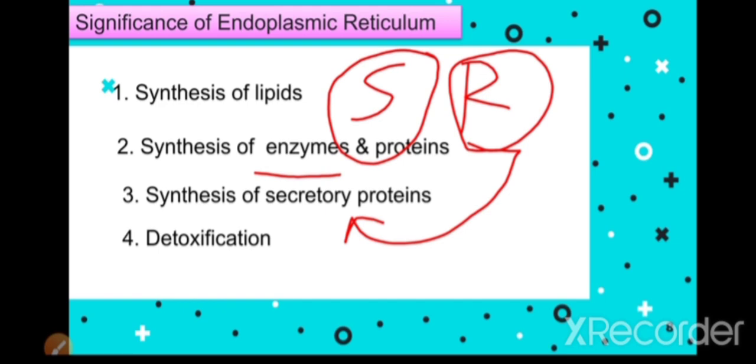And it chemically modifies means what exactly it does here? It makes them more hydrophilic, so that they can be easily removed from our body, easily excreted out of our body. So, it is all about the important functions of endoplasmic reticulum.